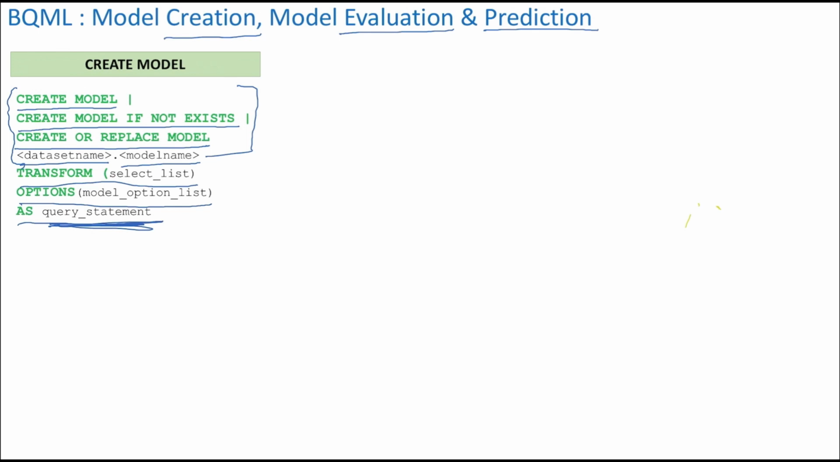So now looking at it from bottom to top, query statement is where you get the data. Then options is where you tell BigQuery ML what kind of model you want to create and various other parameters. Transform is where you tell BigQuery how you want it to transform this data. And finally, based on all of that, it will create a model and store that model with this model name in a given data set. All right. So that is your create model command. Hope things are clear.